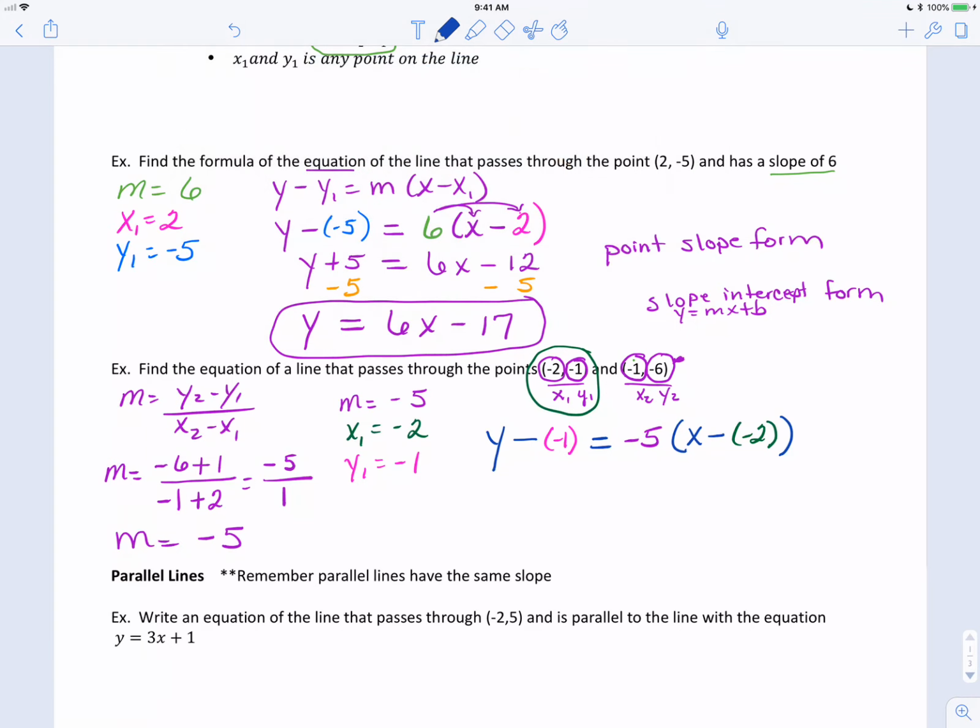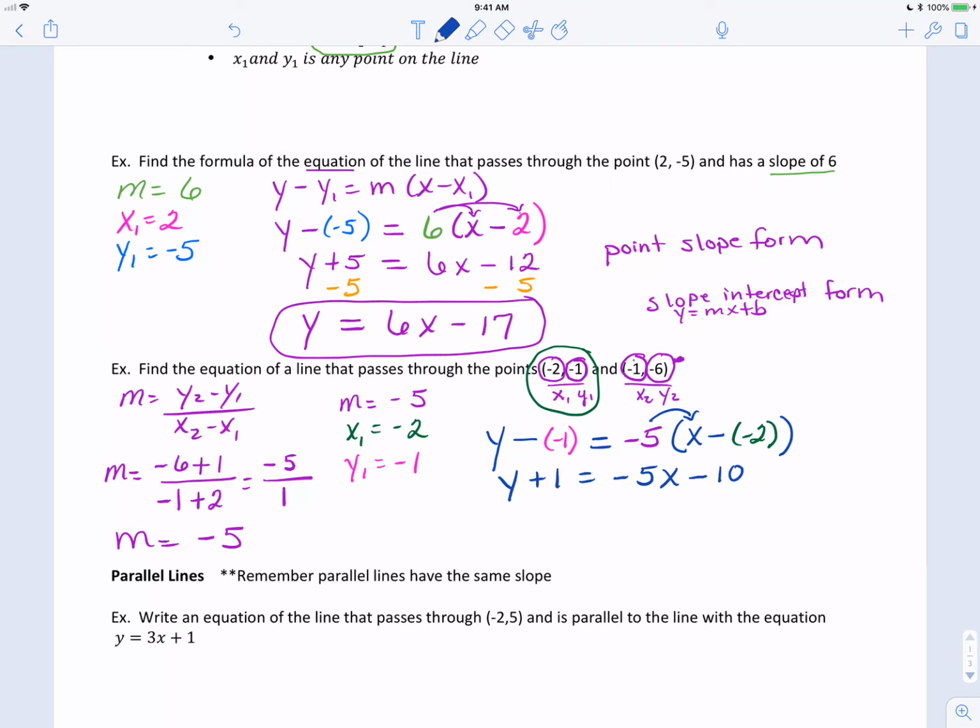Okay, so let's put this together. So this means y plus 1 is equal to, and make sure that we are distributing this, -5x. Okay, this makes plus 2, so times -5 makes -10.